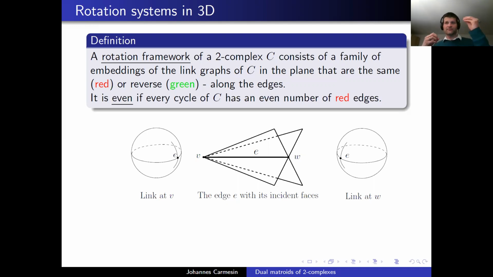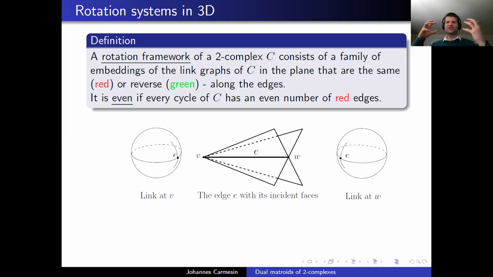If you take one edge of the 2 complex, then this edge is a vertex in the link graph on the left and a link graph on the right, and all its incident faces would be edges sitting at that vertex. Then you would need that the rotator on the left and the rotator on the right are either the same or the reverse of each other, because they actually come from the same cyclic rotation of the faces on that edge. Perhaps a bit strange to think about, but trust me, that's the condition.